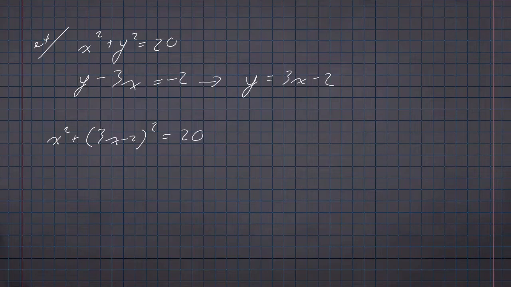Multiplying that out, 3x times 3x is 9x squared. 3x times minus 2 is minus 6x. We'll get 2 of those, so that's minus 12x. And then minus 2 times minus 2 is plus 4.